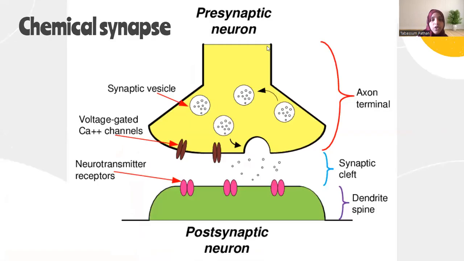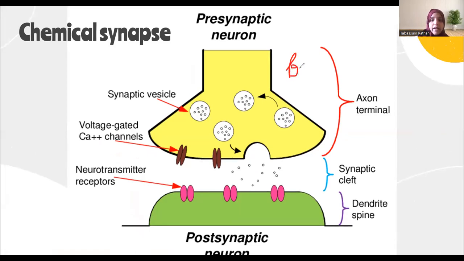Now moving forward to the chemical synapse. So this is how a chemical synapse will look. Again, we will just go through the labelings. This is the neuron, this is the presynaptic neuron, and this is the post one.